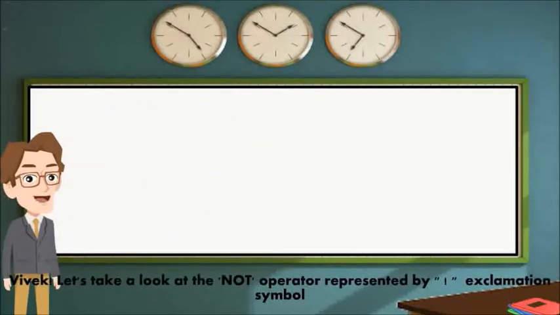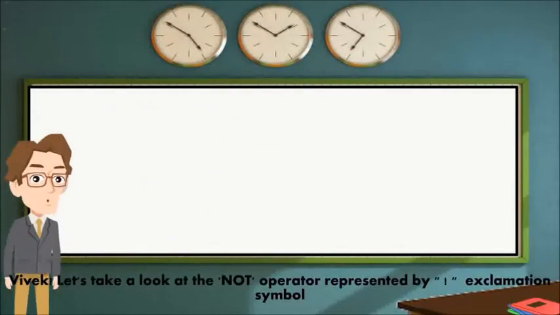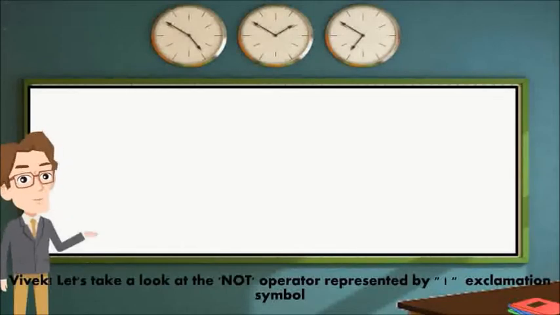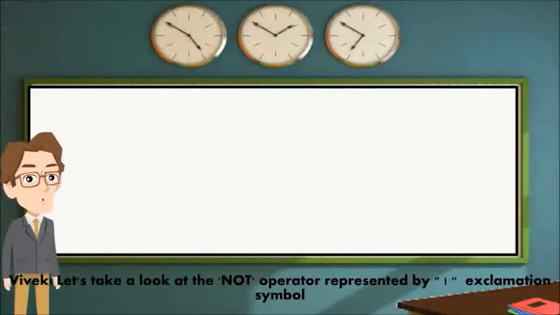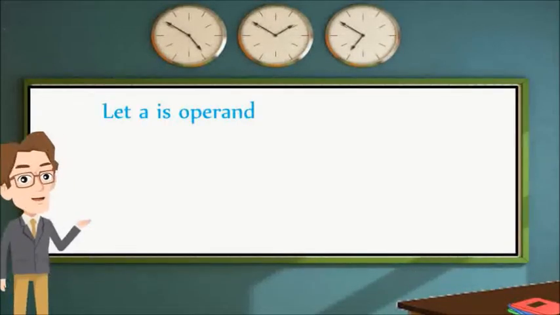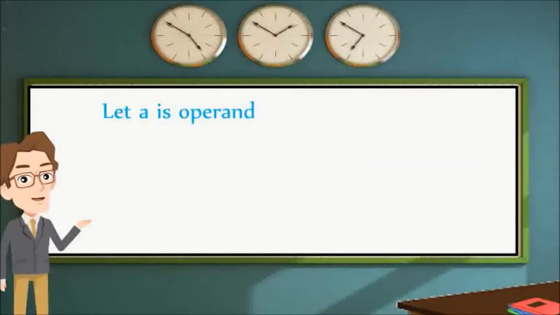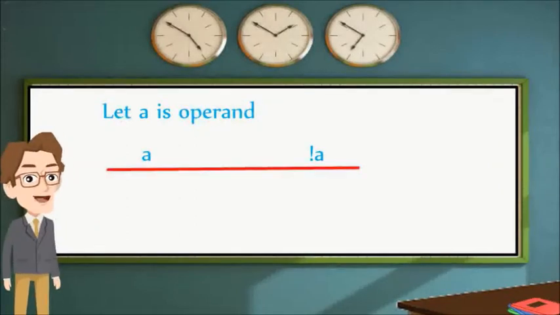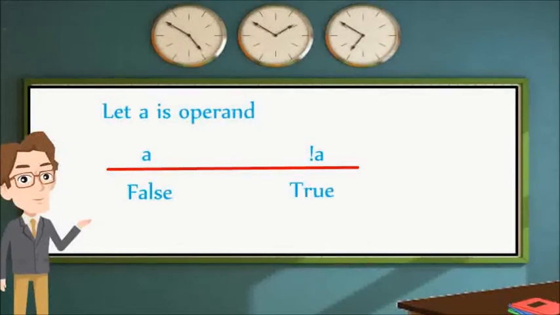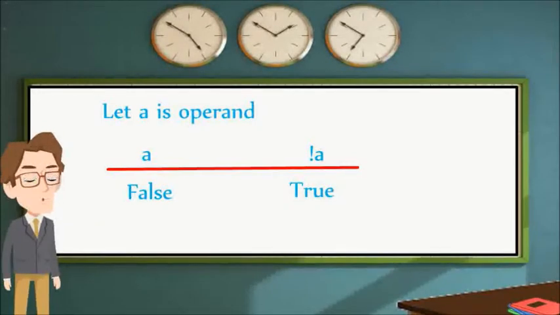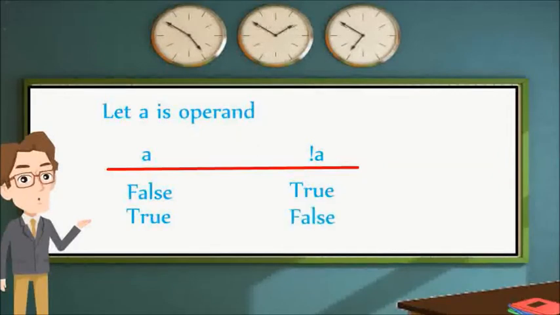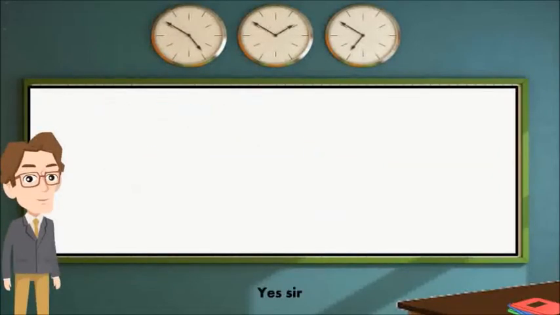Vivek, let's take a look at the NOT operator, represented by the exclamation mark. Let a be an operand. According to the truth table, one operand has only two conditions. When a is false, then NOT a gives a true value, and when a is true, then NOT a produces a false value. Yes, sir.